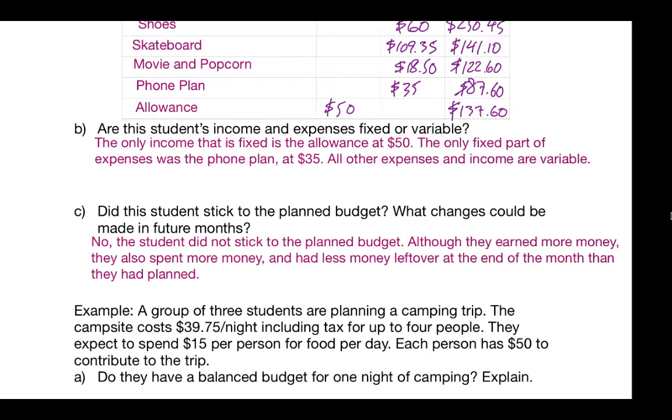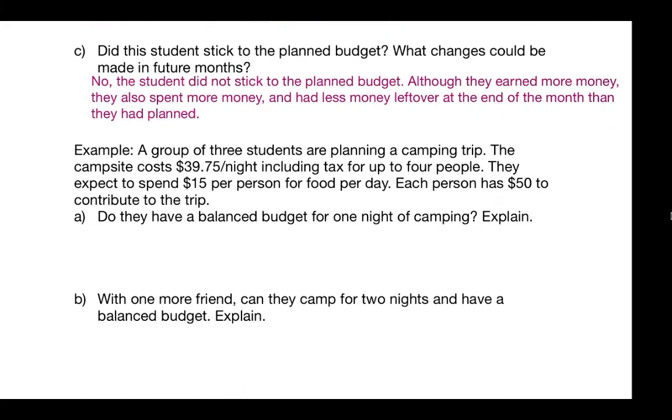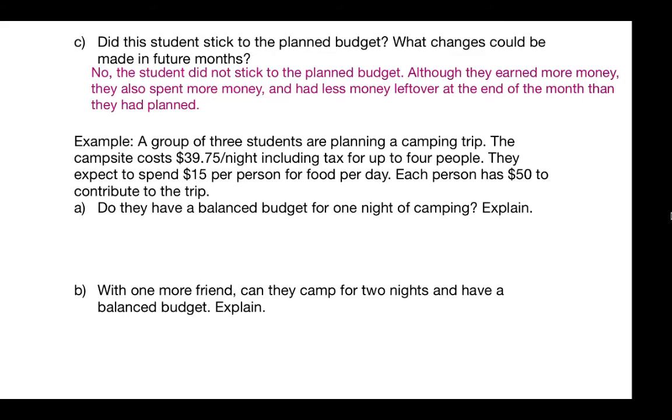Let's take a look at another situation. And the situation is this. We've got a group of 3 students that are planning a camping trip. The campsite costs $39.75 per night, including tax, for up to 4 people. They expect to spend $15 per person for food per day, and each person has $50 to contribute to the trip. There are 3 people at this point. So it's asking if they have a balanced budget for this one night of camping, and explain.